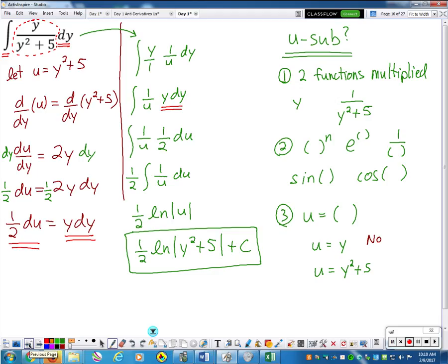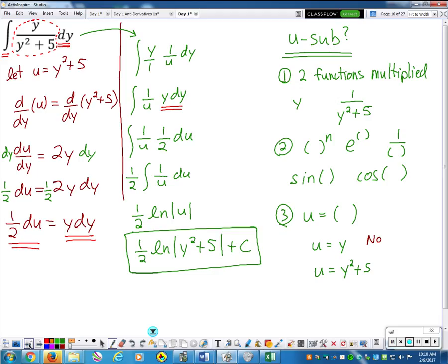Say it out loud. What did we choose U to be in this problem? Louder. y squared plus 5. So look, you still have to think of two things being multiplied. There's the y multiplied by the 1 over y squared plus 5.